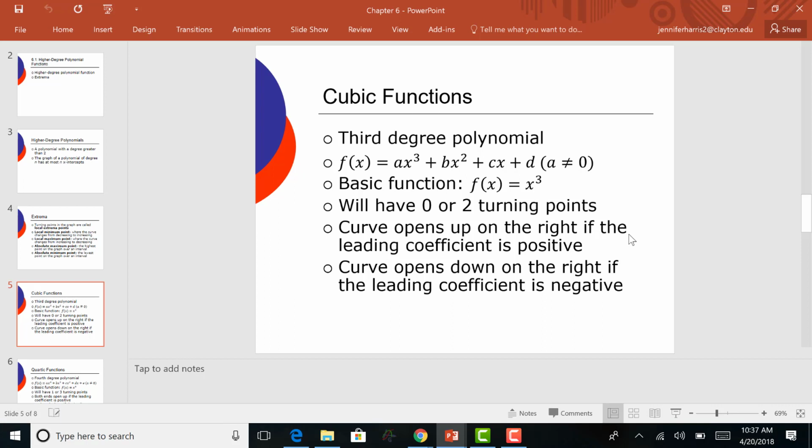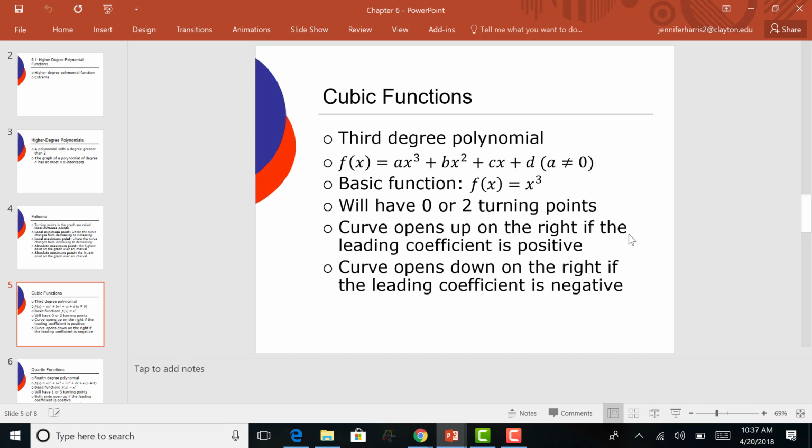Alrighty, last 2 bullets. This one says curves up on the right if the leading coefficient is positive. So what is the leading coefficient here? What's the leading coefficient when there's no number here? Look at this one right here, 1. So if it's positive, it says it's going to open up on the right. So is this the right side of the curve? It opens to the ceiling on the right side of the curve. So up on the right. This is considered the right, down on the left.